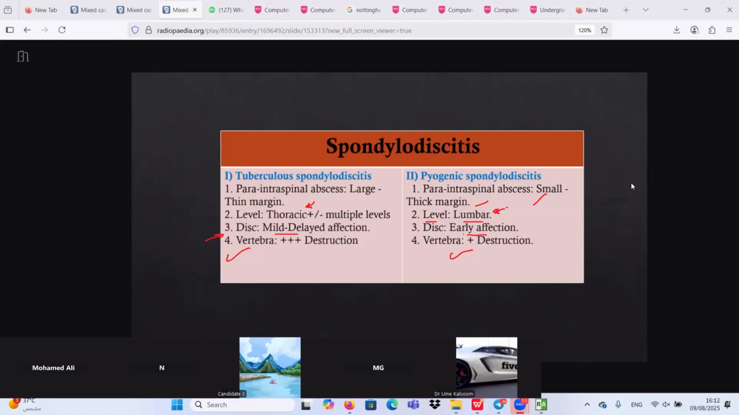The most important point, again, the first point: if you find spondylodiscitis with large cystic paraspinal or paravertebral cystic spaces or abscesses, this is more common in tuberculous spondylodiscitis. And I think this case is considered as pyogenic spondylodiscitis.